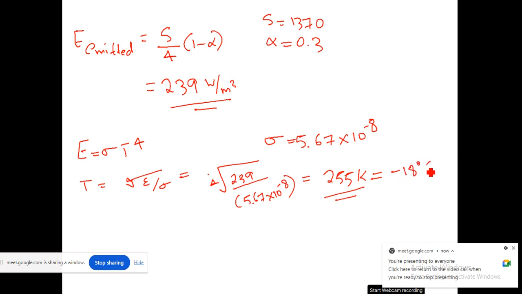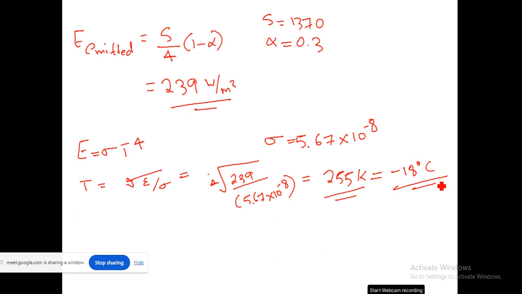Minus 18 degrees Celsius. So this is the temperature of the earth that we got considering there is no atmosphere. Is this the temperature of the earth? Are we living on an earth with a surface temperature of minus 18 degrees Celsius? No. The temperature of the earth is around 20 degrees Celsius or so. So this additional heating is actually because of the earth's atmosphere.